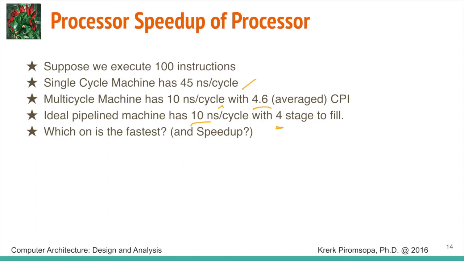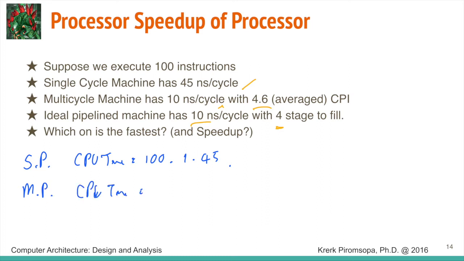Let's do the math for the single cycle processor. CPU time would be 100 times 1 times 45, right? And for our multiple cycle processor, our CPU time would be 100 times 4.6 times 10.